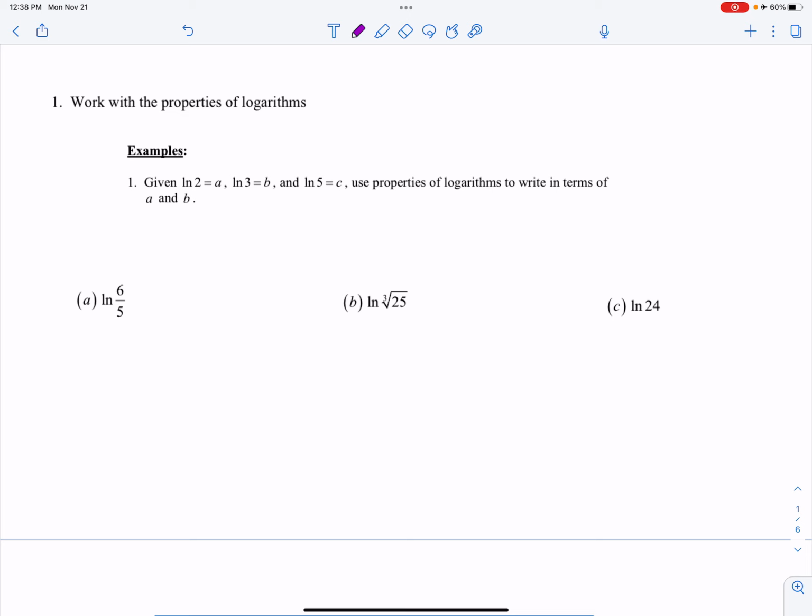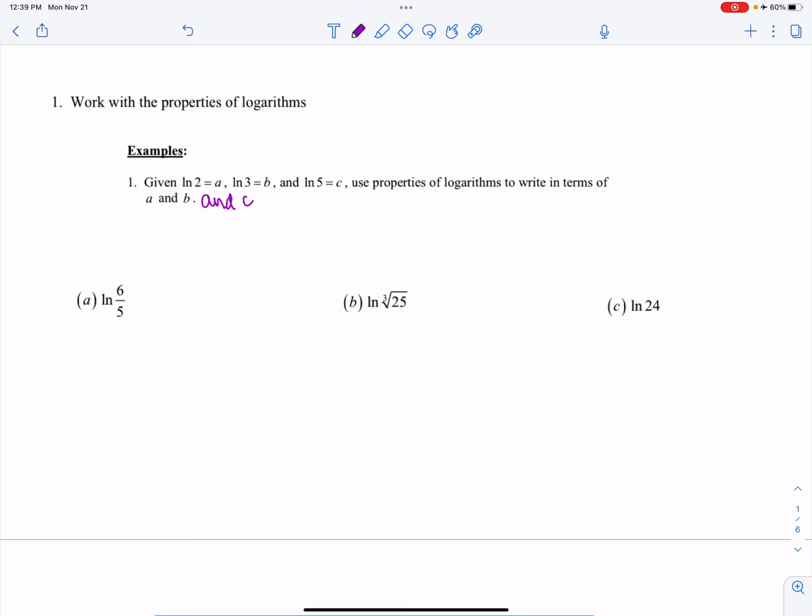Given natural log of 2 is represented with A, natural log of 3 is B, and natural log of 5 is C, use our properties of logarithms to write in terms of A, B, and C. We're writing in all terms, we're going to rewrite these things in terms of A's, B's, and C's, no more numbers. Kind of generalizing it here. So the first one is the natural log of 6 over 5.